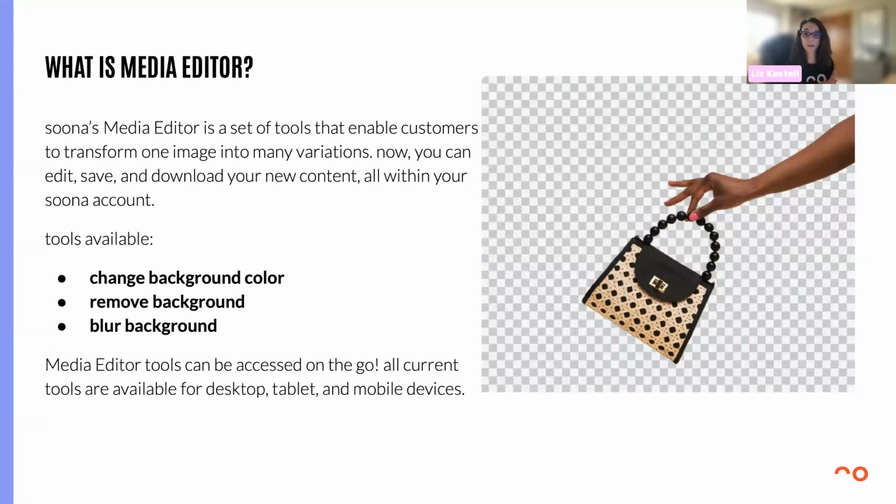So the tools that we have available today are change background color, remove background, and blur background. And we'll dive into each of these in just a second. Similar to what Zach said, we always want to put mobile first when we're thinking about these new tools that we're expanding. We know all of our lives are extremely busy, so oftentimes we're on the go and we need to make a quick edit, get something posted for social media. So these tools are available on desktop, tablet, and mobile.